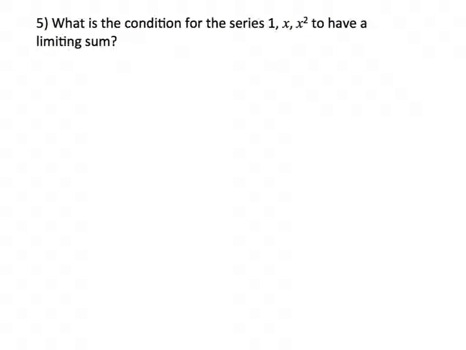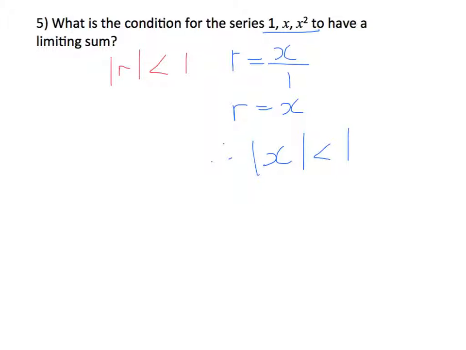Let's have a look at what is the condition for this series to have a limiting sum. Remember right at the very beginning, the absolute value of the common ratio had to be less than 1. So what is the common ratio for this series? Well, T2 divided by T1 is x, so the common ratio must be x. And the absolute value of x has got to be less than 1. That's the condition for that series to have a limiting sum.